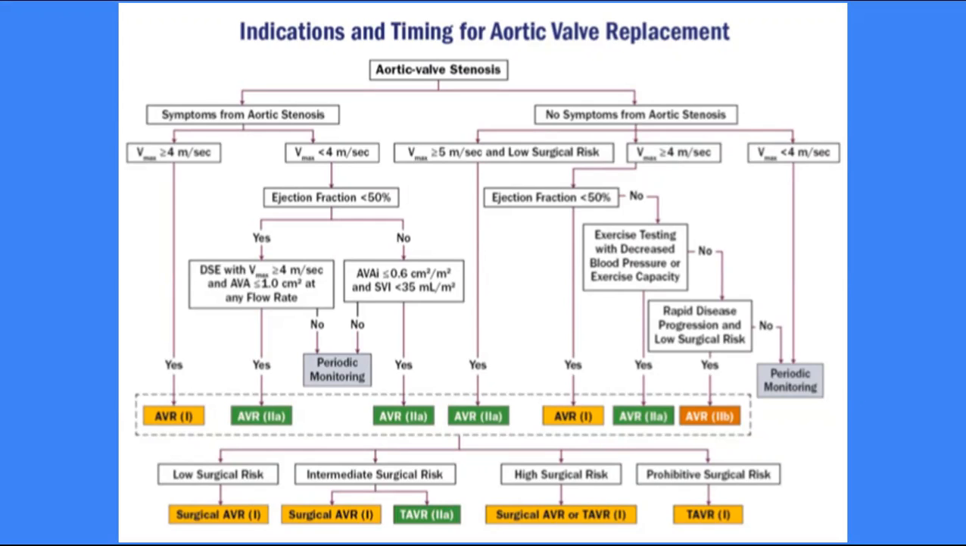For those that are asymptomatic, similar, you have to look at the Vmax. If greater than 5 meters per second, low risk of surgery, you advance to replacement. If less, then you do periodic monitoring. And in between, again, looking at ejection fraction. Those that are asymptomatic have to go through the exercise stress test to reveal the masked symptomatic AS individual.